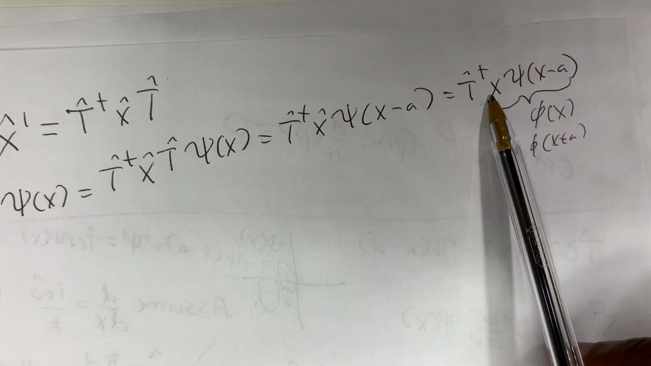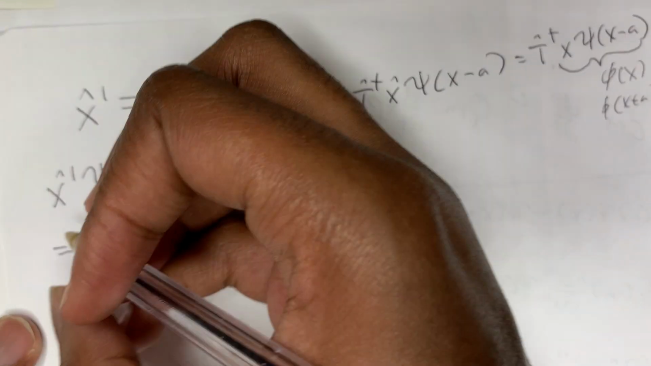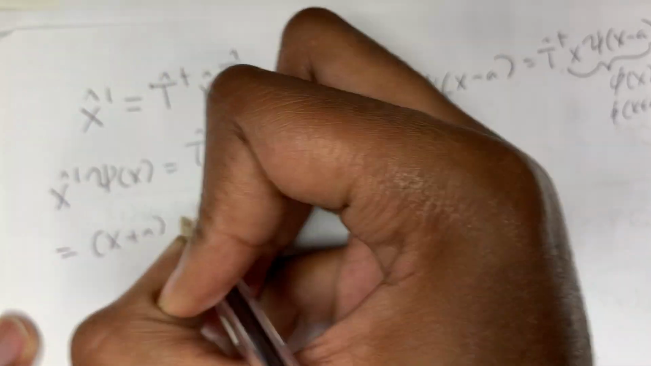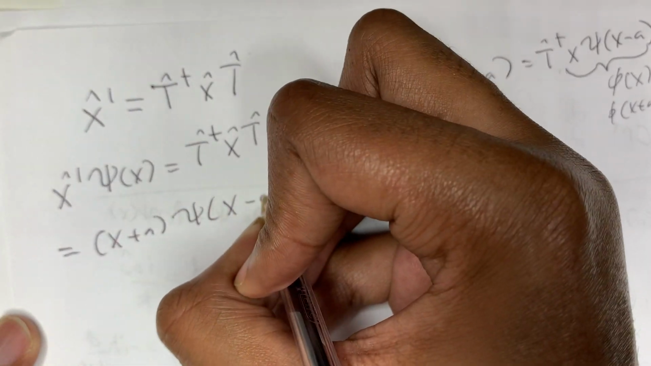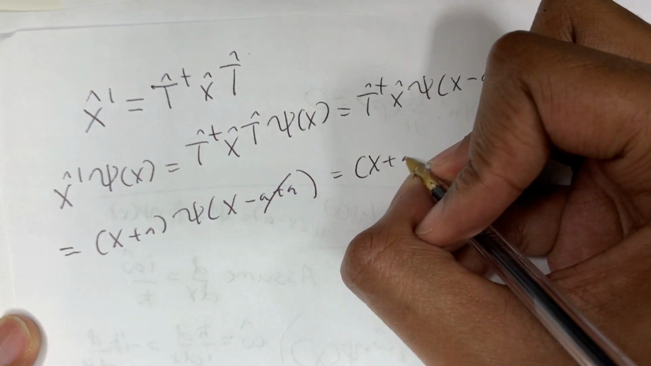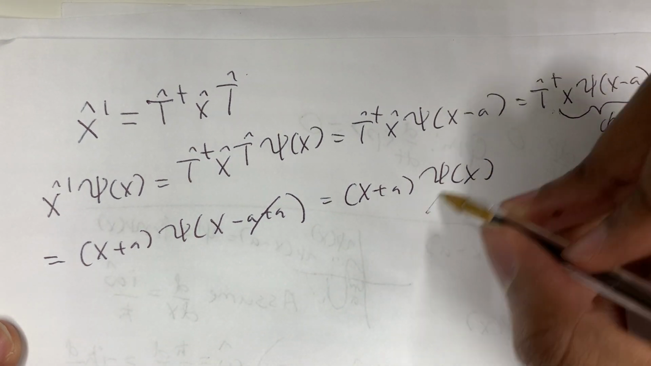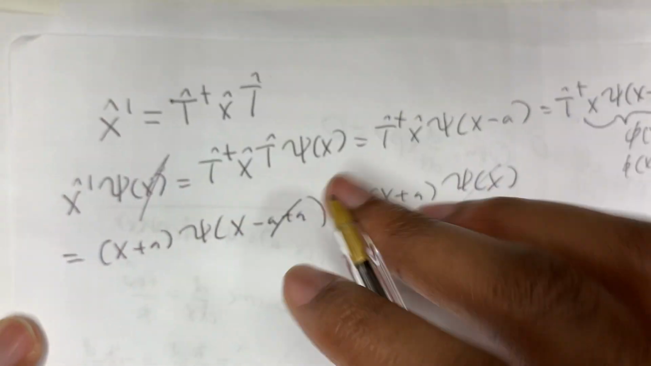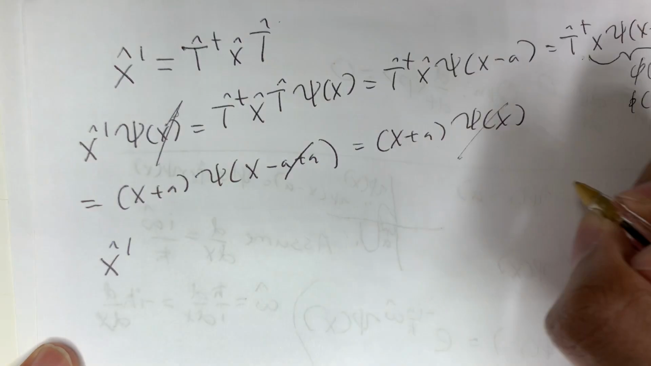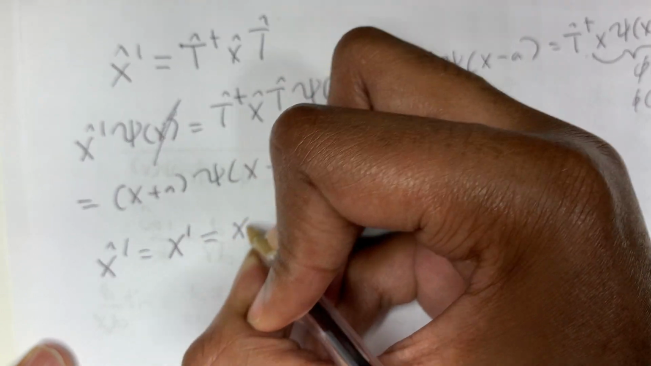So if this is acting on this entire thing, what we do here is we change our x's to x plus a, since it's the inverse. We have x plus a times psi of x minus a plus a. These a's cancel out, and now we have, sorry, x plus a times psi of x. We can then cancel out our psi of x's. And then we have that x hat prime equals x prime, which equals x plus a.